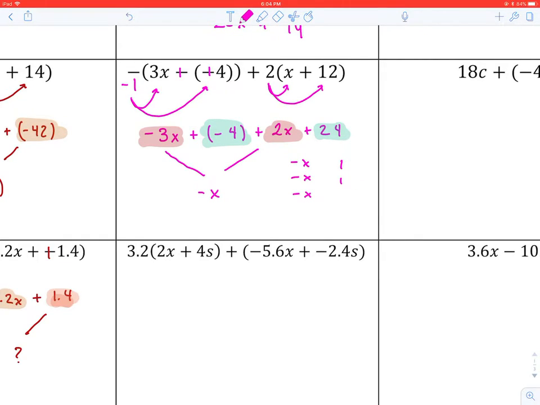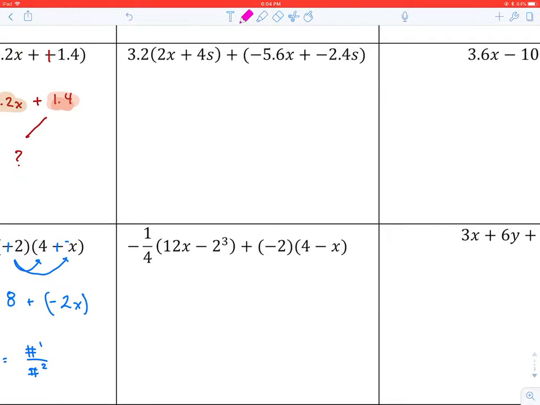And so that means that my negative x's and my positive x's are going to cancel out, which leaves me with just a negative x. And then negative 4 plus 24, different sign, subtract. 24 minus 4 is 20. Bigger number is positive, so my answer is going to be negative x plus 20.